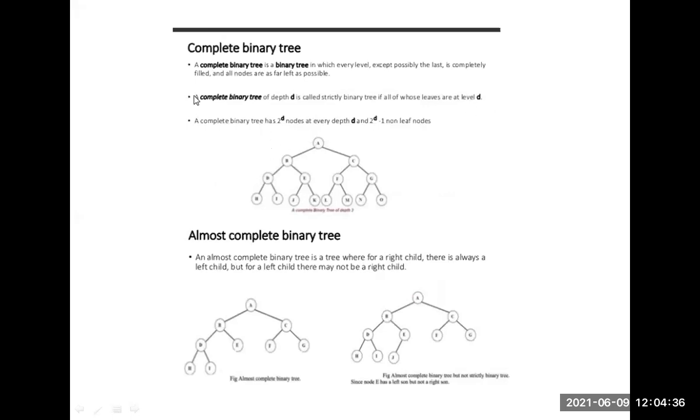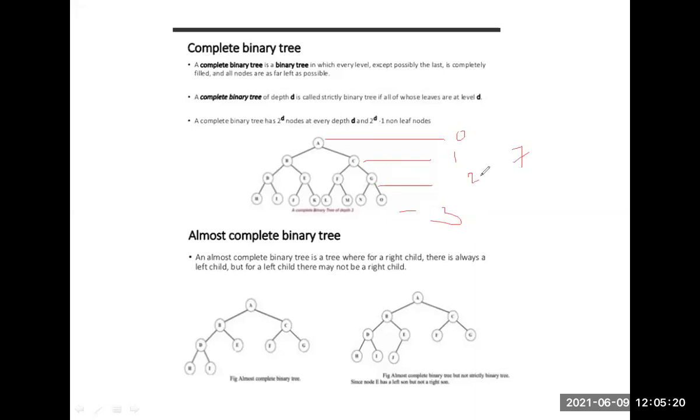So here, a complete binary tree means it is a strictly binary tree whose leaves are at level d. At level d, these all contain two nodes. So 2 power d nodes at every depth d, and 2 power d minus 1 non-leaf nodes. See here, for this graph, what is the height? 0, 1, 2, 3. Okay, 2 power 3 is 8 nodes.